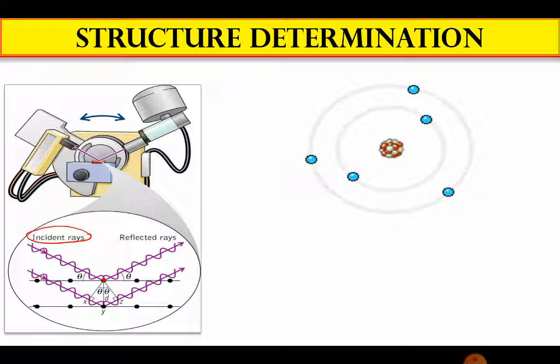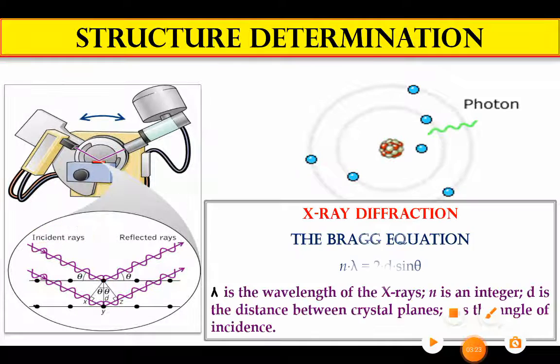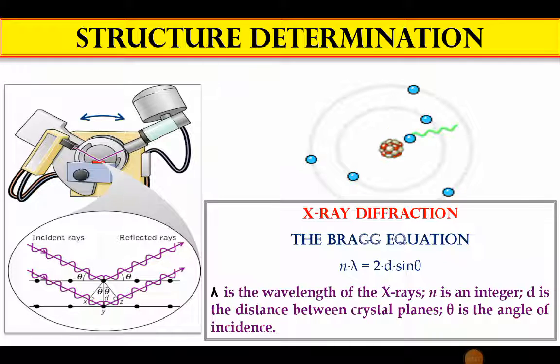This method is called the X-ray diffraction method, where the rays strike the solid atoms and then get diffracted at a particular angle. Here the incident angle and the diffracted angle are different.